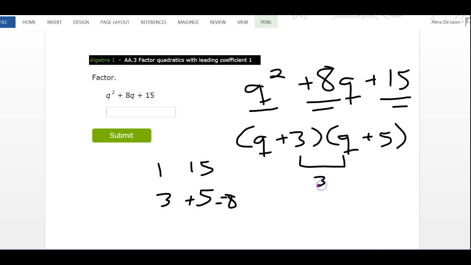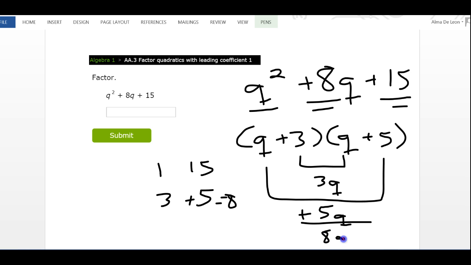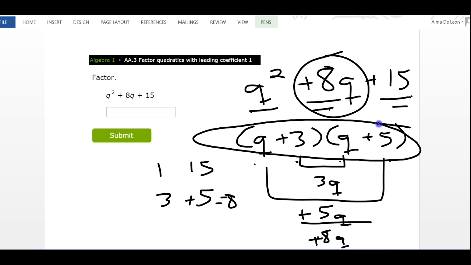3 times q is 3q, and q times 5 is 5q. And if I add this up, that gives me 8q, which is what I wanted. That's what I have in the center. I have a positive 8q. Alright, and then again, q times q is q squared. 3 times 5 is positive 15. And if I multiply the inside and the outside, and I add it, that gives me the middle, which is 8q. So my answer is q plus 3 times q plus 5.